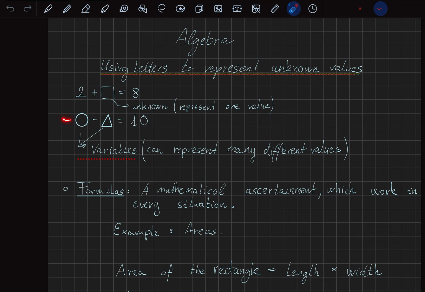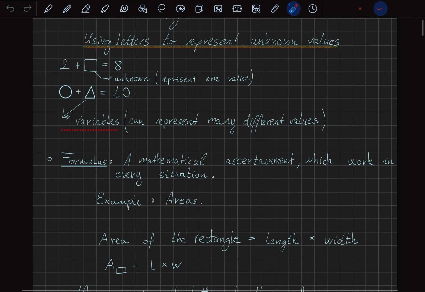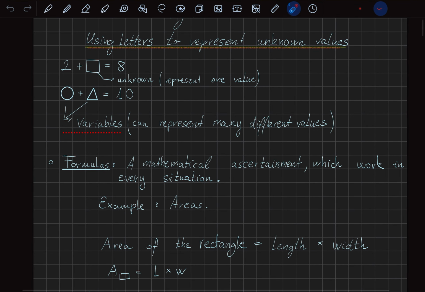Because minus 110 plus 120, it's also 10. So this will be the really big difference. In this situation, we talk about equations, because we can see 2 plus something equal with a value, with a number. But there are also really important things, and we will talk about them too.